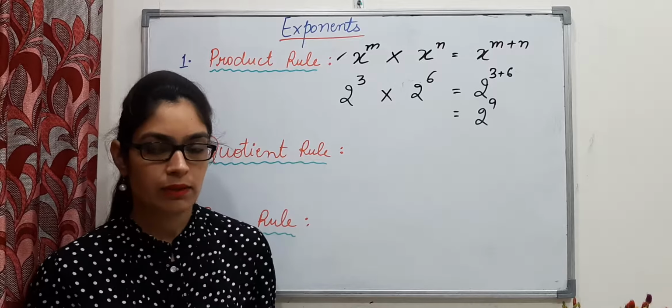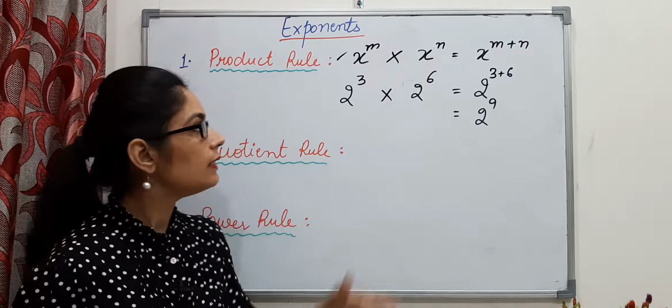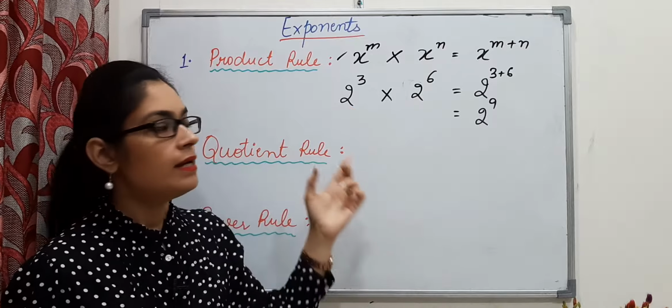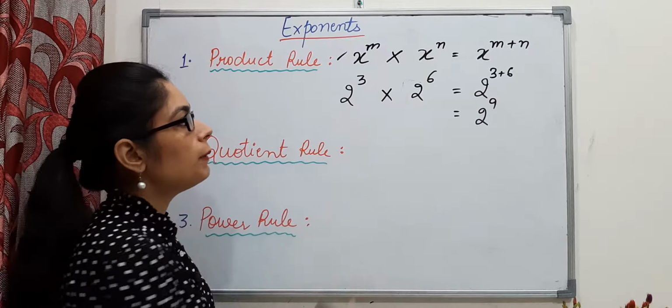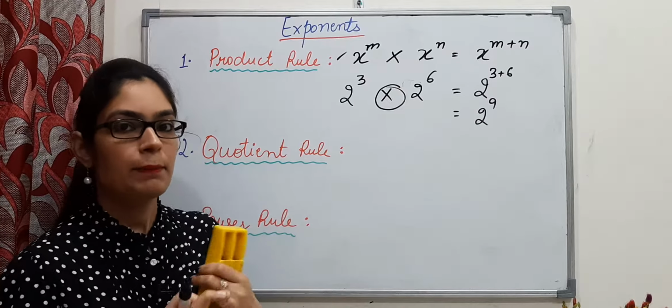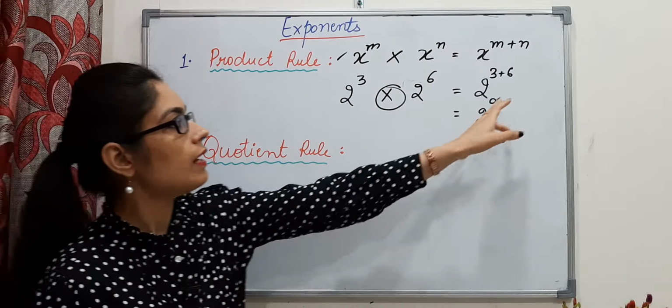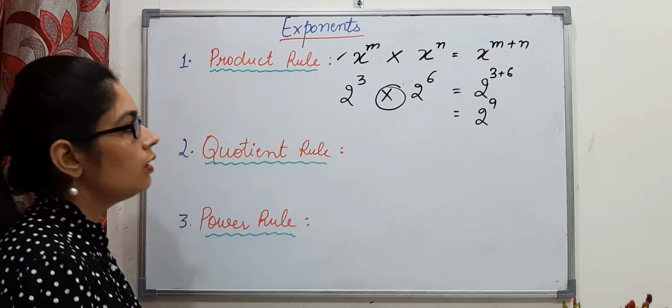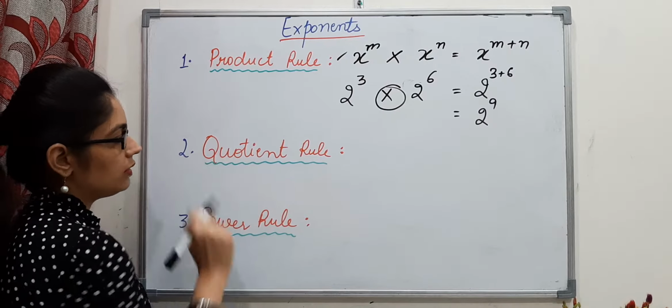So once again I will repeat, the bases should be same and the numbers are getting multiplied. This thing is very important. If the bases are same and the numbers are getting multiplied, then we have to add the powers. Now let's see the next rule.